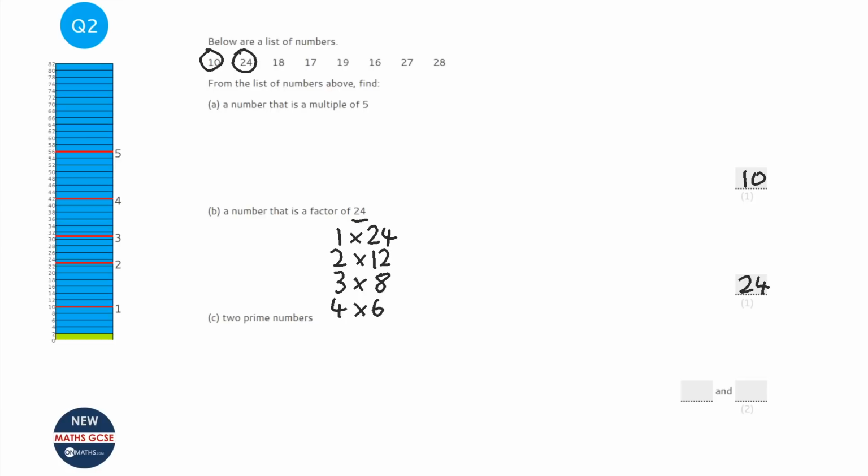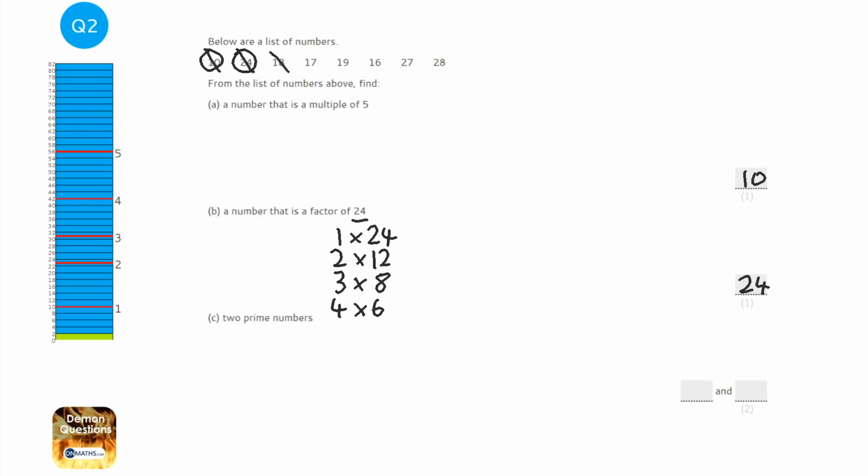Part 2, prime numbers. Prime numbers only have 2 factors, 1 and themselves. If there's any more factors, it's not a prime number. So let's go through the list. 10 is in the 5 times table, which we identified in question A, so that's not a prime number. 24, well, we've listed out 6 other factors of 24, so that's not it. 18 is 3 times 6, so that's not going to be it.